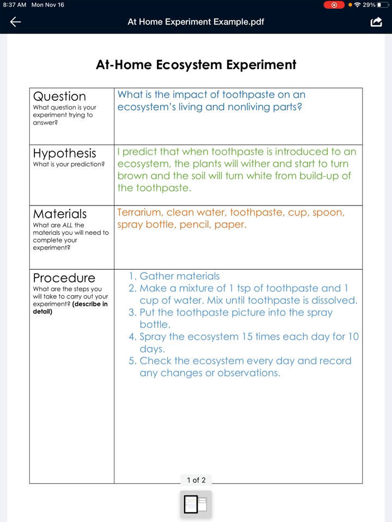Notice that I am writing all of my responses with complete sentences and using vocabulary words from our unit, like ecosystem, soil, living and non-living things. Next, I list the materials for my experiment. Think very carefully about everything that you will need to conduct this experiment. I listed terrarium, clean water, toothpaste, a cup and a spoon, a spray bottle, pencil, and paper.